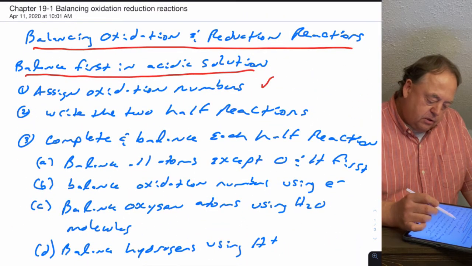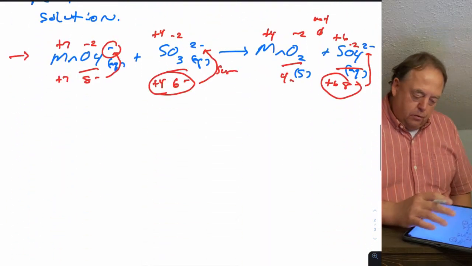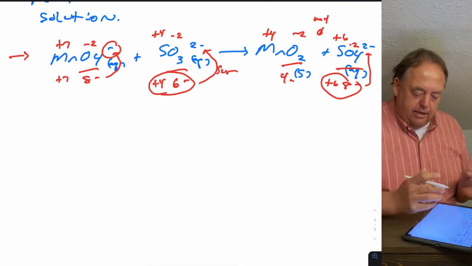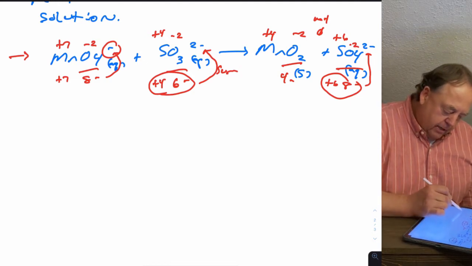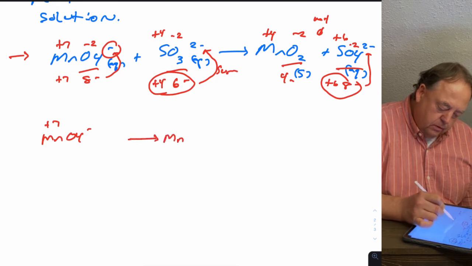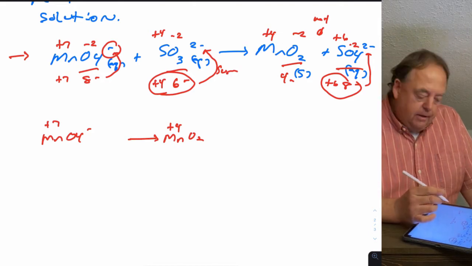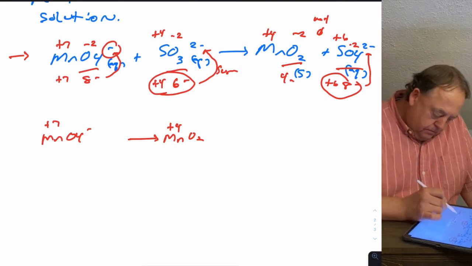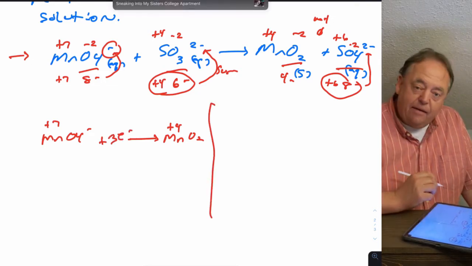Okay, so we've assigned the oxidation numbers to everything. Now what we need to do is write the two half reactions. What you want to do is split this up into things that go up in oxidation number and the things that go down in oxidation number. So MnO4-, manganese went from +7 to +4. How do you go from +7 to +4? You must gain electrons. So it must gain 3 electrons. That would be one of the half reactions.